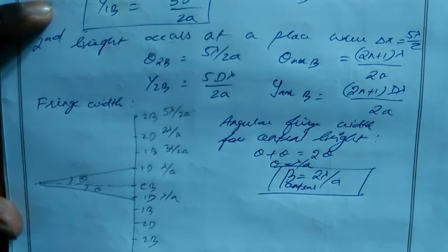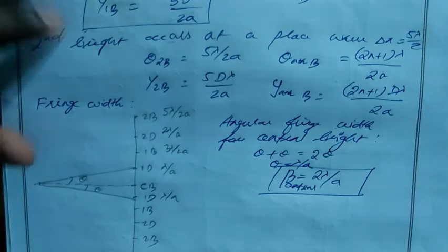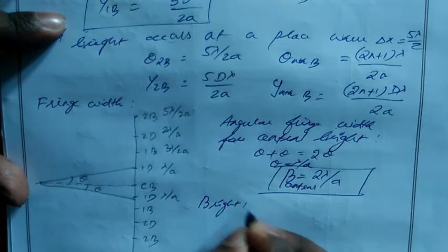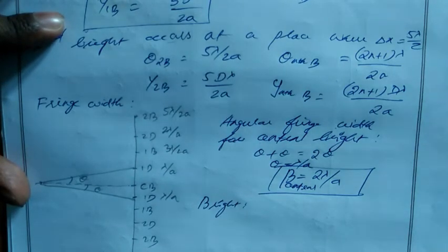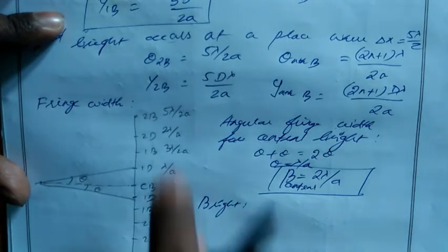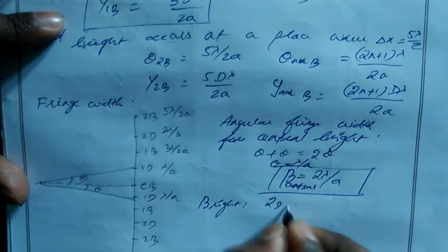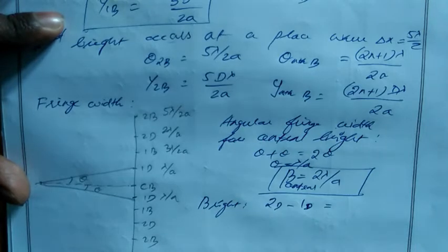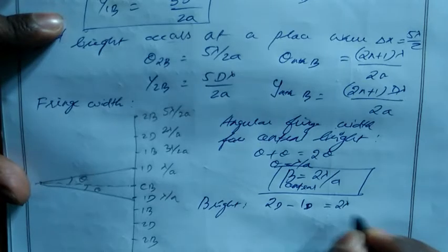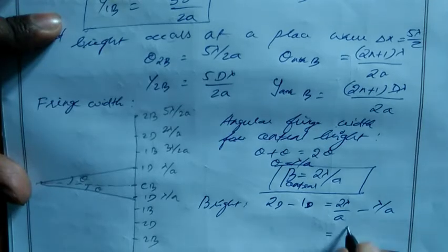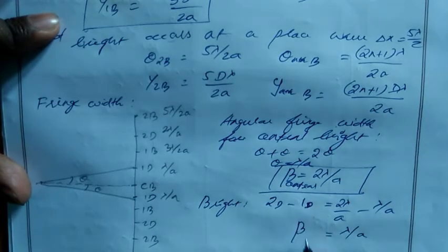Then what is the fringe width of the first dark, or the dark fringe width? Bright fringe width. So we take it for bright. The distance between the second dark and the first dark will be the bright fringe width. So second dark minus first dark gives the fringe width of the first bright. What is the second dark? 2 lambda by a, minus first dark, lambda by a. So the answer will be lambda by a for bright.